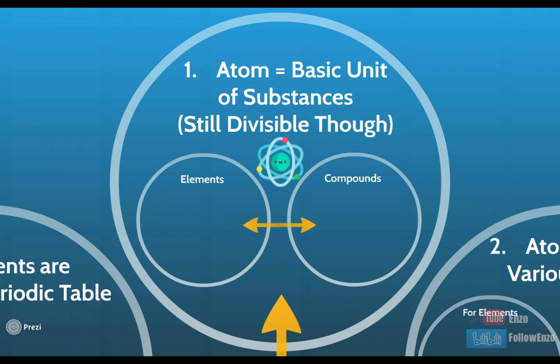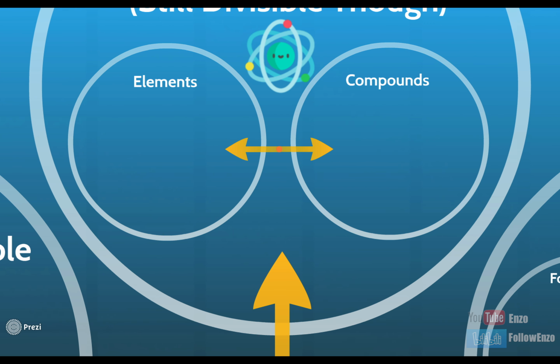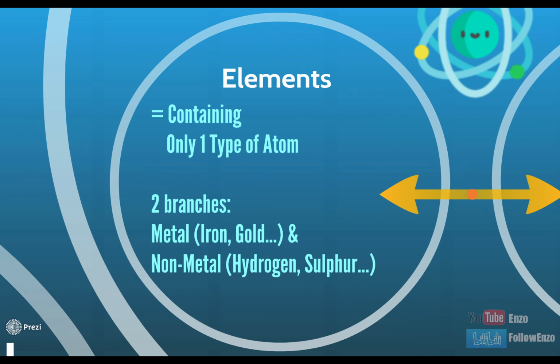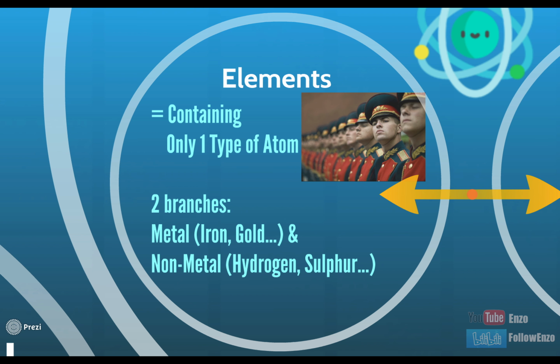As to matter, it can be divided into either elements or compounds. Elements contain only one type of atoms. A rough example is here. The atoms are like soldiers in this photo. They are identical and belong to the same type. In fact, elements can be further classified into metals and non-metal elements. For example, iron and gold are metals, and hydrogen and sulfur are non-metals. Later in this subject, together, we will further study more about them.